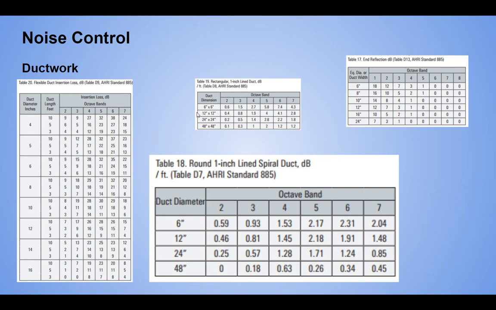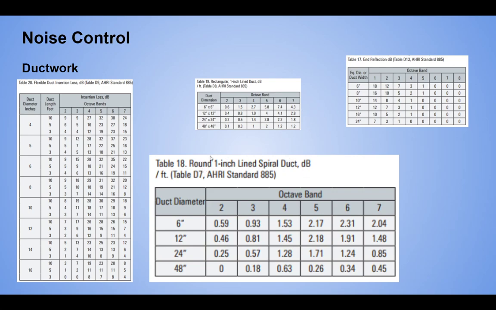For rectangular, it's by octave bands. So 125, 250, 500, 1K, 2K, 4K. So we're in that realm of NRC, right? We're not looking at 63, and we're not looking at 8K and 16K on here.